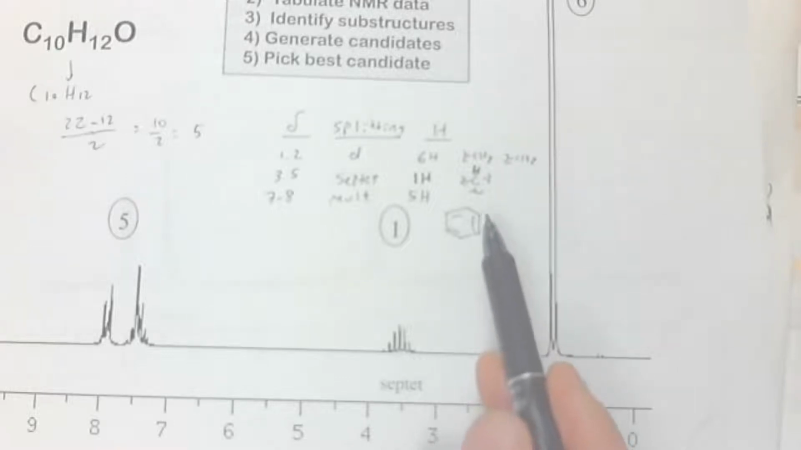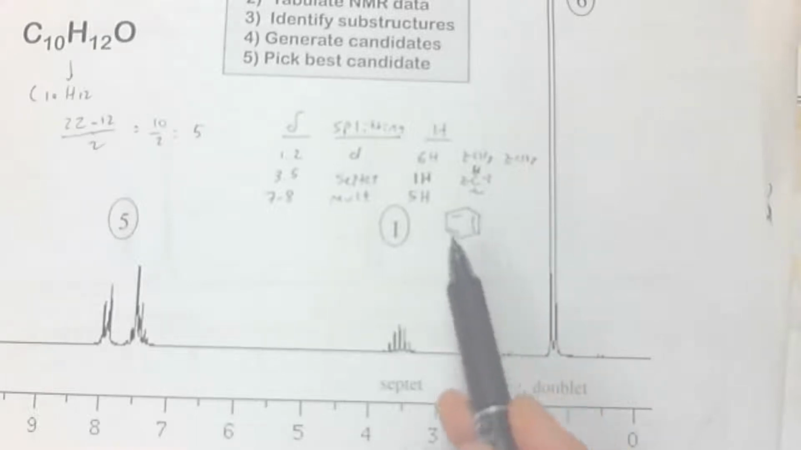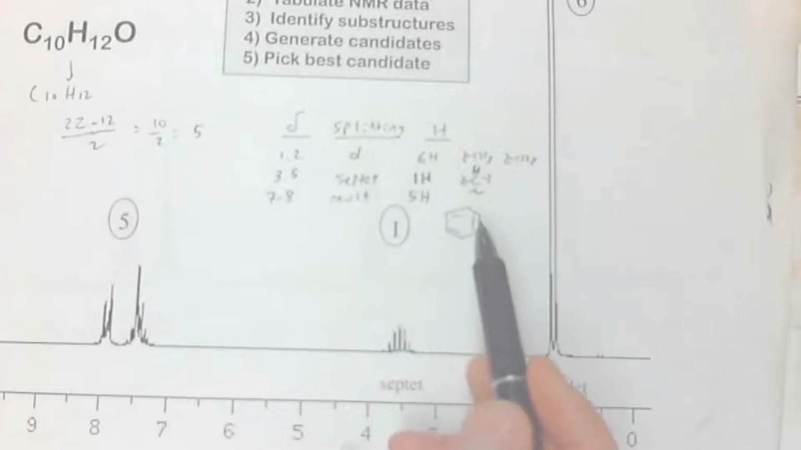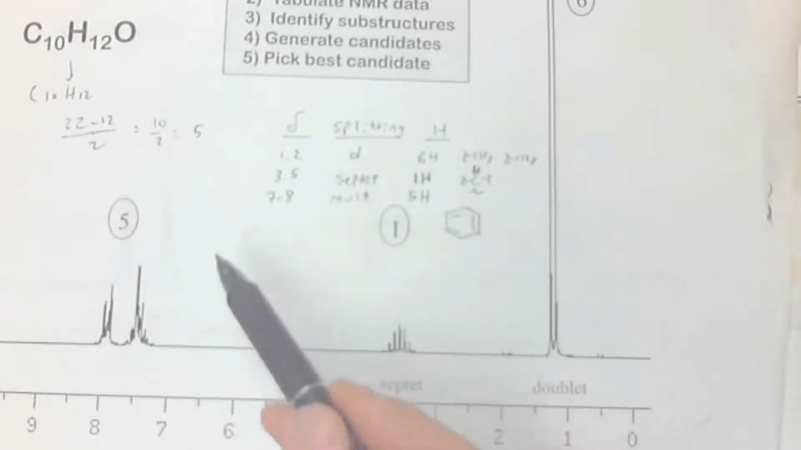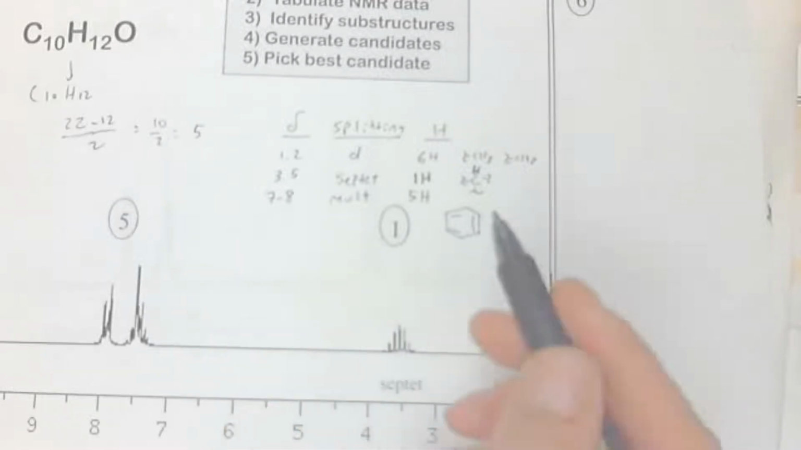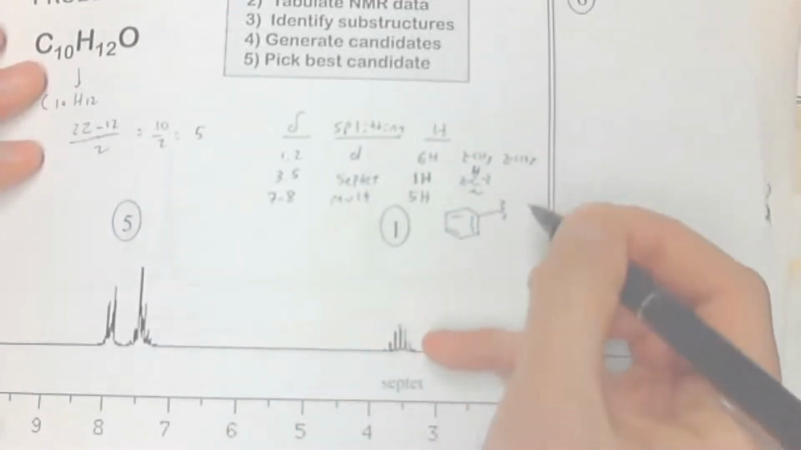Let me give you a hint. There's 6 carbons, right? And there's 5 H's. So it is a single squiggly, right? 5 H's means mono-substituted. It's a mono-substituted benzene. So yeah, it's a single squiggly, okay?